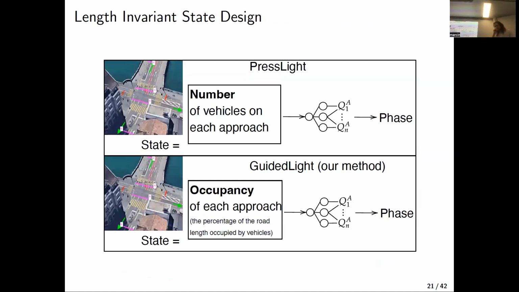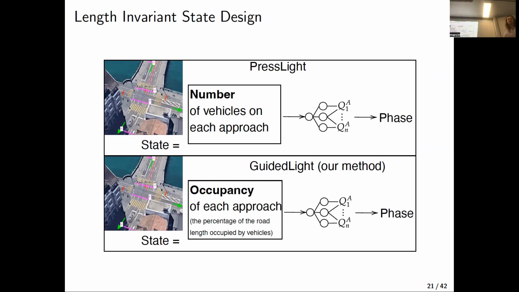And so what we propose is to change the state design of these machine learning algorithms. The Presslight approach, as its state, would use the number of vehicles on each approach. So we would have these inductive loops. As cars go in, we would count them up, and we would tell the algorithm, this is the number of cars on this lane, this is the number of cars on that lane. But this forgets the fact that lanes can have varying lengths, right? So we propose this length invariant state design, which implicitly carries that information for the algorithm.